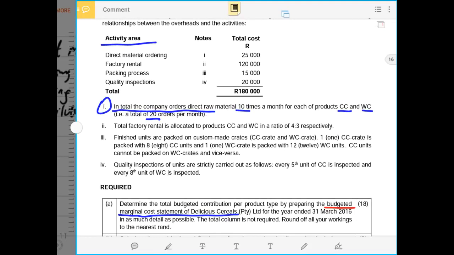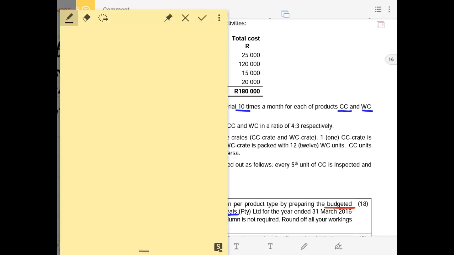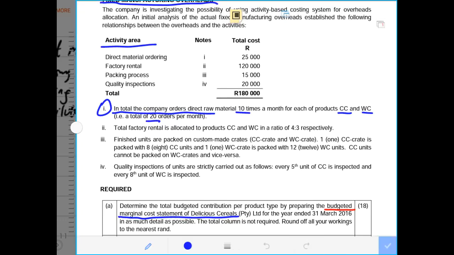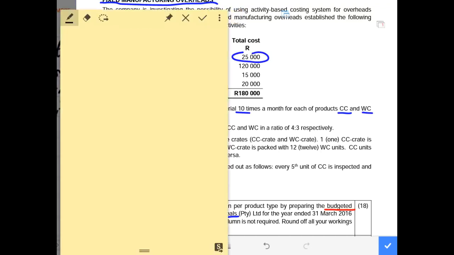Even if we split it per annum, it will still be the same thing, because 10 over 20 is a half. So now we have to split our material ordering. Remember, they said direct material is ordered 10 times, and that is the cost driver of the material ordering of 25,000 rands. We are allocating direct material on the base of 10 times 2, which is 20.